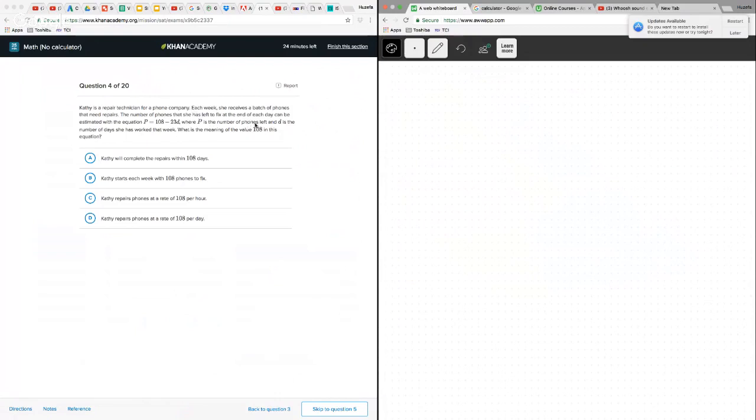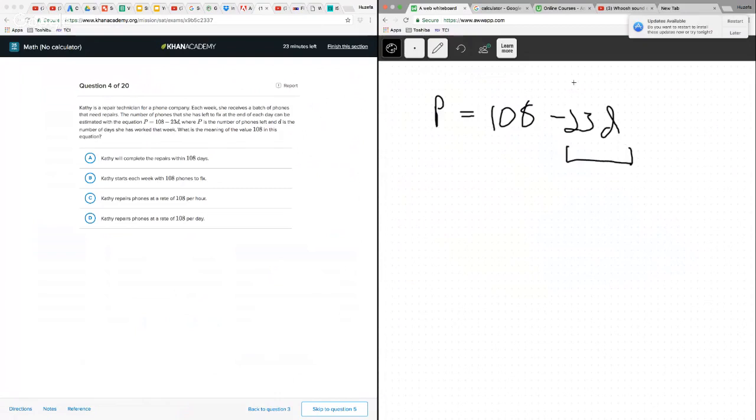Kathy is a repair technician. Each week, she receives a batch of phones that need repairs. The number of phones that she has left to fix at the end of the day can be estimated with this: P = 108 minus 23D. P is the number of phones left, and D is the number of days that she has worked. What is the meaning of 108?